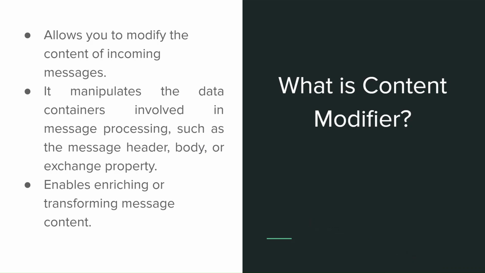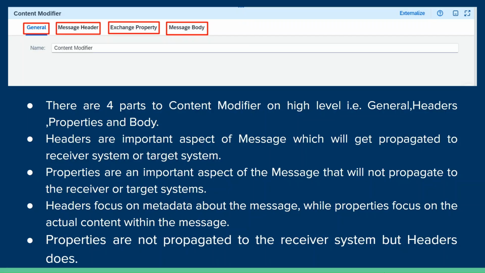Key functions of content modifier include message headers, message properties, and message body or the payload. Message headers are used to pass metadata information along with the messages. Message properties are used for storing data within the integration flow for later stages. And message body or the payload is the actual data or content being processed.